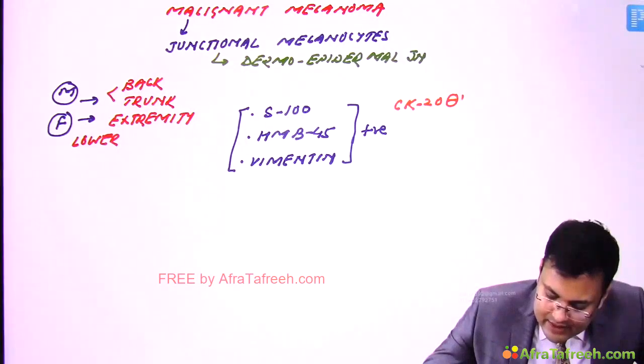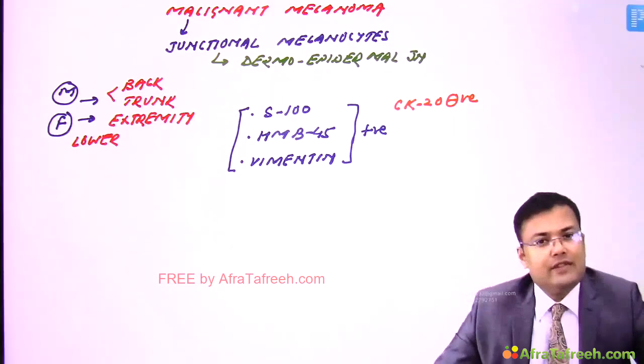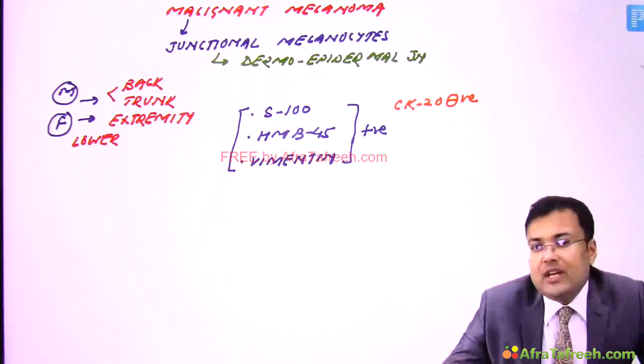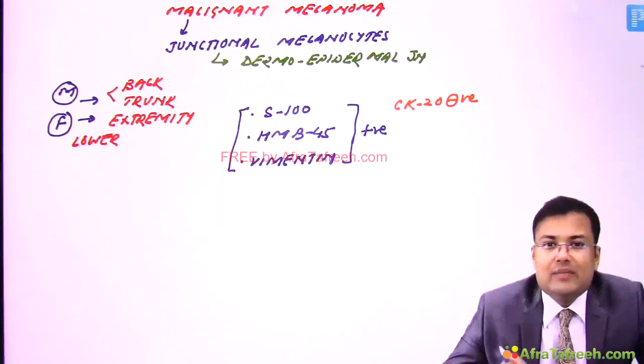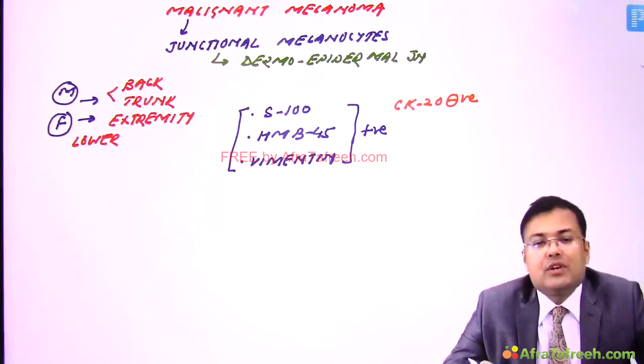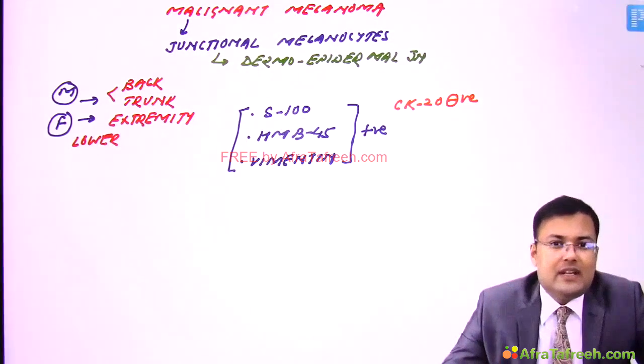Cytokeratin 20, it's negative. This was the question of NEET. Clear? So sometimes in the question various combinations are given, you have to choose the correct combination. Okay, so S100 and HMB45 stain is positive, cytokeratin 20 is negative.